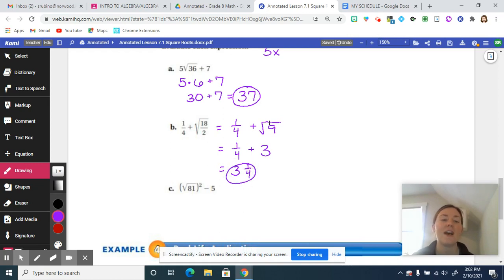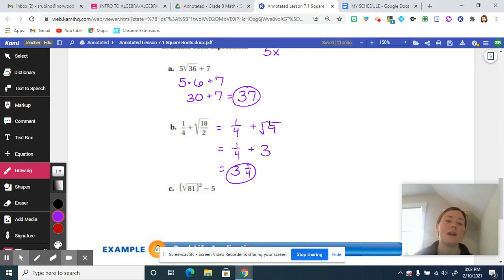And let's look at our final example. We have the square root of 81 squared minus 5. Okay, so squaring something and taking the square root of it are inverse operations. In other words, they cancel each other out, okay? And I'll show you why.